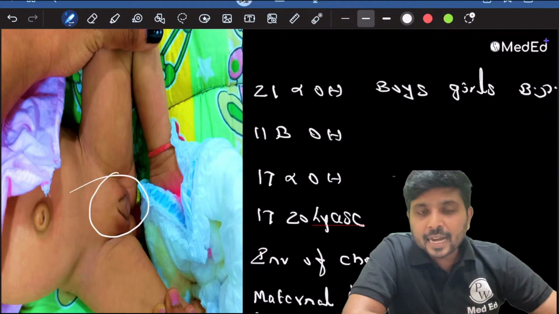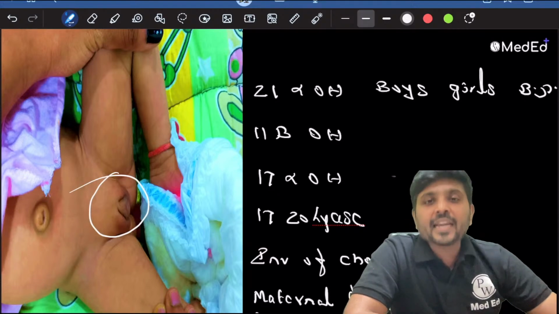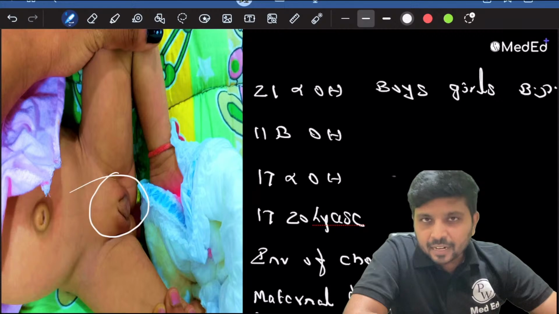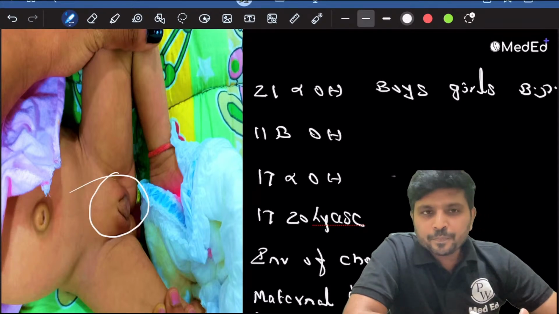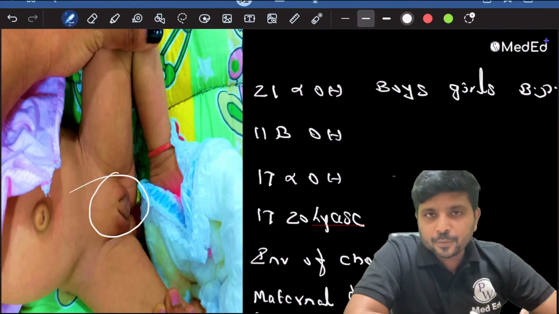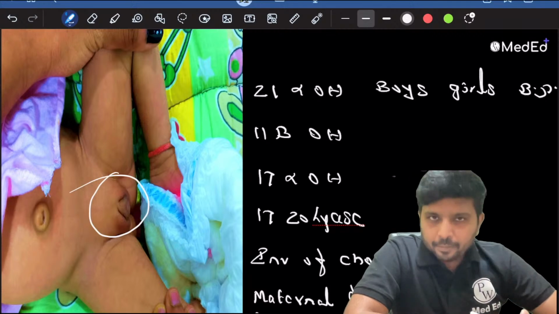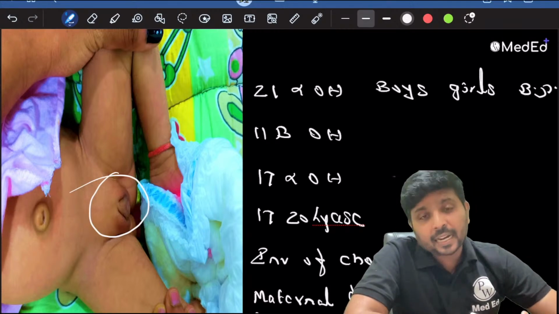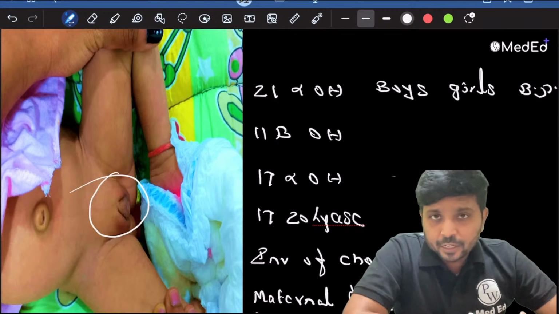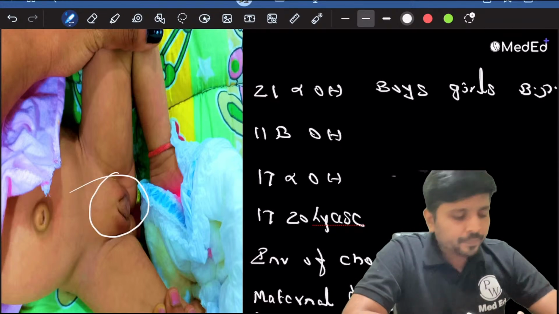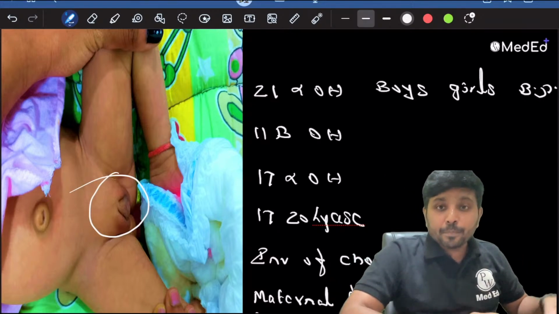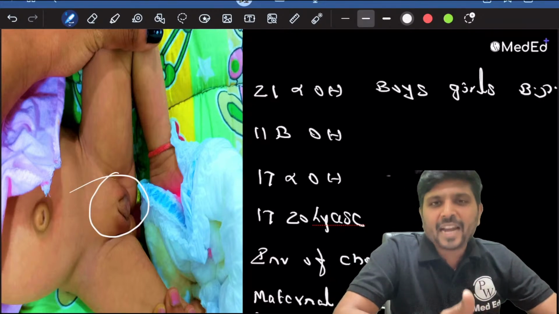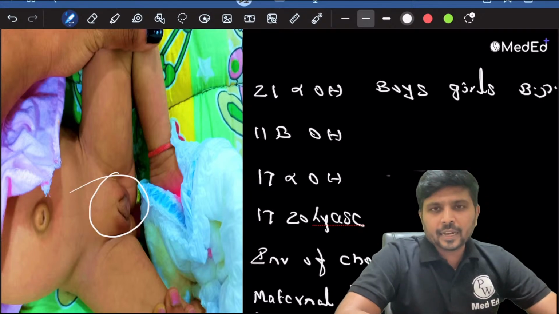We don't know whether it is an under-virilized boy or a virilized girl. Whenever we see these atypical genitalia, unless otherwise proved, it is a case of congenital adrenal hyperplasia. I repeat, it is congenital adrenal hyperplasia. There are so many enzymes involved in congenital adrenal hyperplasia. And this is a revision class basically. So let me cover the important enzymes and the functions and the manifestations of congenital adrenal hyperplasia.